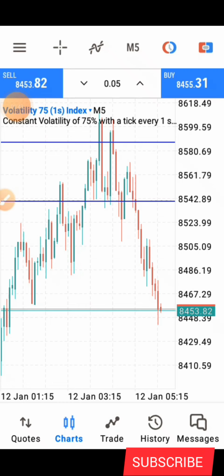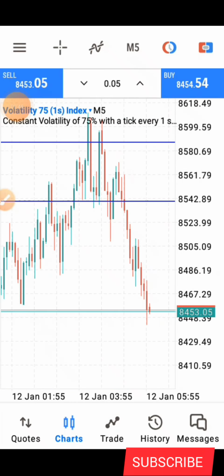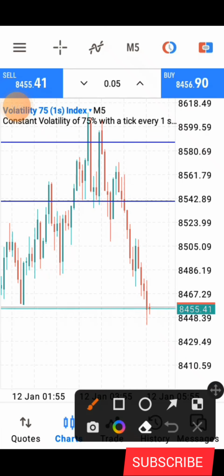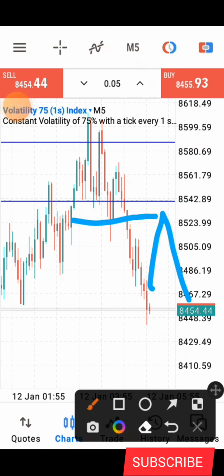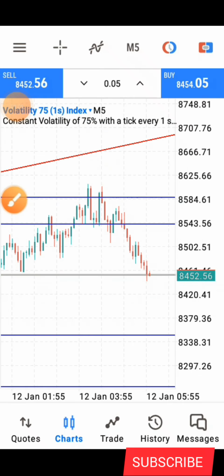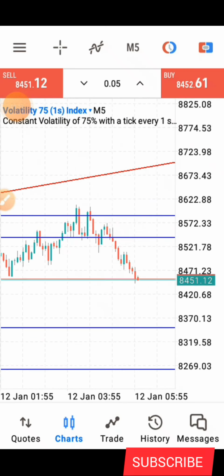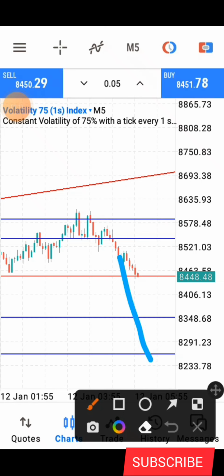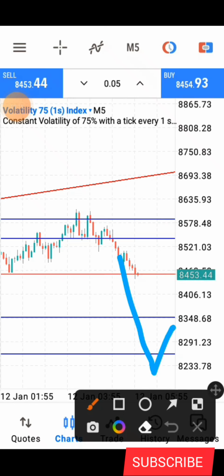So it has missed my entry area, so I will either set a sell stop or a sell limit here. I'll either set a sell limit at this area so that when it goes back again, it can trigger it and then continue to the downside, or I'll wait for it to break this support down here. I'll wait for it to break the support, retest it, and then look for another sell opportunity there, then sell to the downside.